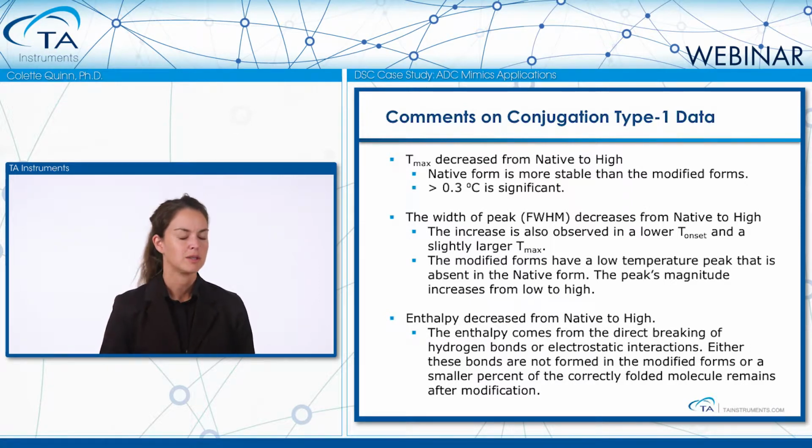The net enthalpy, as described before, comes from the direct breaking of hydrogen bonds or electrostatic interactions. Either these bonds are not formed in the modified forms, or only a smaller percentage of them is actually correctly folded after we've added that drug load.